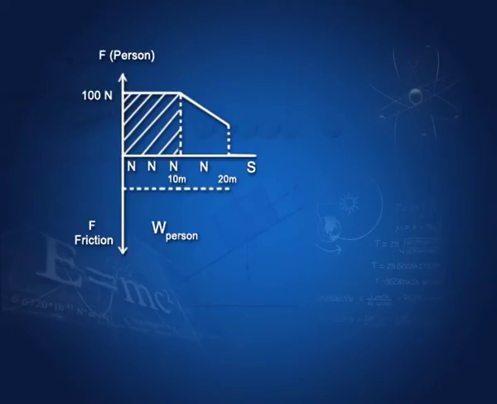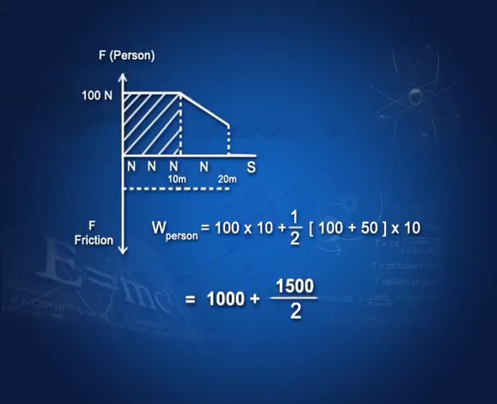So, the work done by the person is going to be the area under this curve, which is going to be just this rectangle plus the area of this trapezium. So, for us it will work out to be 100 into 10, which is the area of this section. For the next section, which is a trapezium, it would be half into the sum of the parallel sides, which in our case is 100 plus 50 multiplied by 10. On calculating this, it works out to 1000 plus this value over here, this is 150, so 1500 by 2, or the total value is 1750 and the unit will be joule.